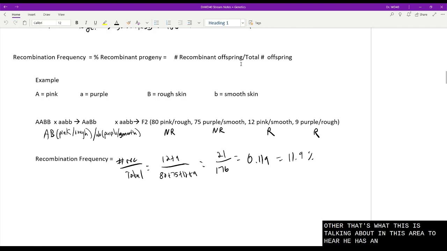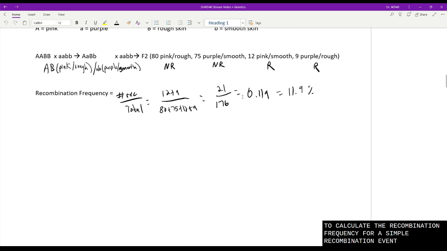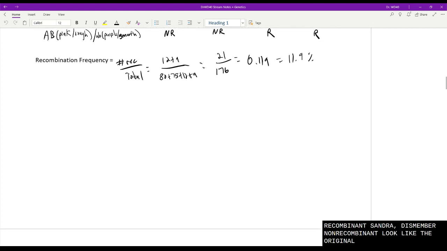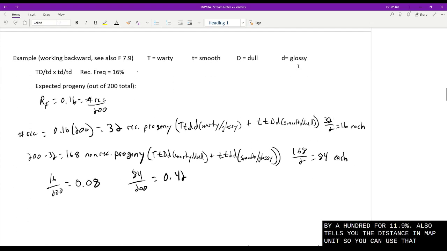Here's an example of how to calculate the recombination frequency for a simple recombination event. This is only 2 genes, with non-recombinants and recombinants. Remember, non-recombinants look like the original parental strains. So here's how you calculate that recombination frequency: it's the number of recombinants divided by the total offspring. So here, 0.119, then to calculate the percent, you multiply that by 100 for 11.9%. And that also tells you the distance in map units. So you can use that to then map it out.